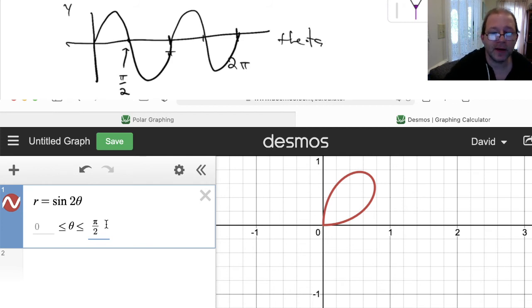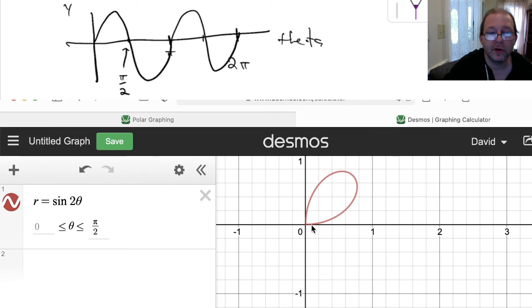And if you think about what's happening here, as we go around this graph, we start out with the radius of 0. The radius grows up here to the radius is 1. Then it shrinks back down to 0 again. That's exactly what happens here. It goes from 0 to 1 and back to 0.